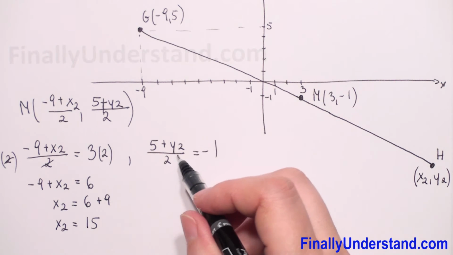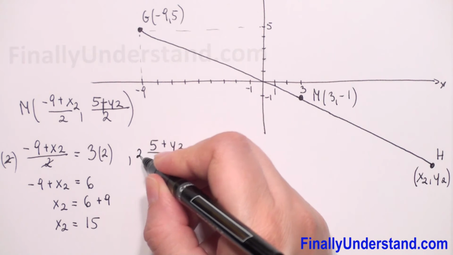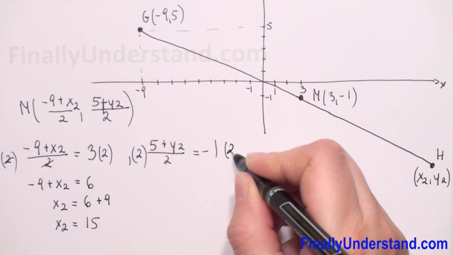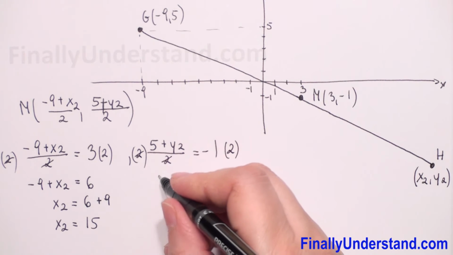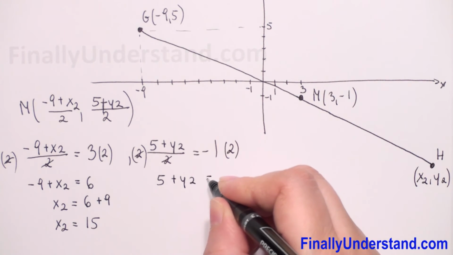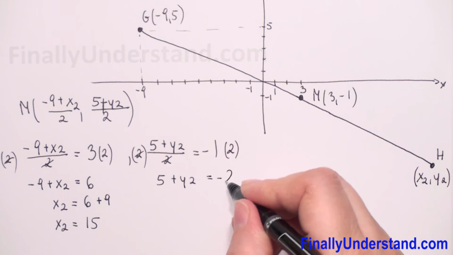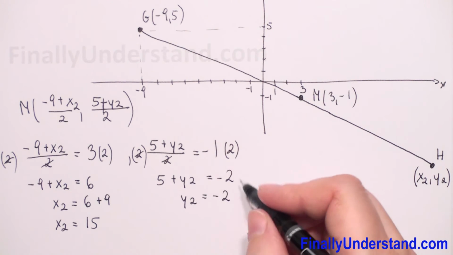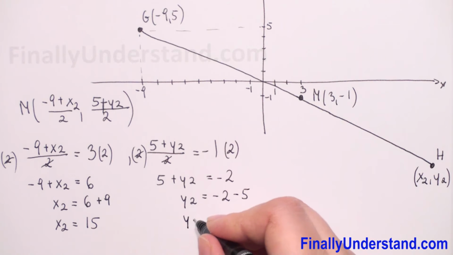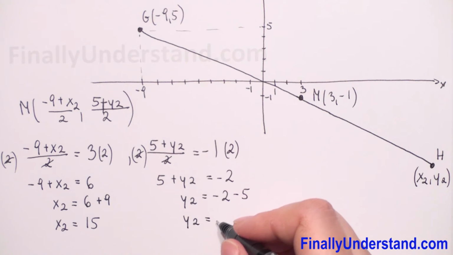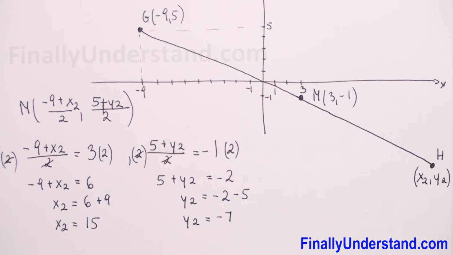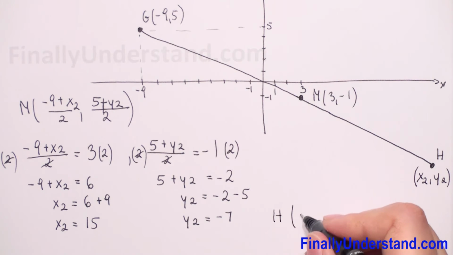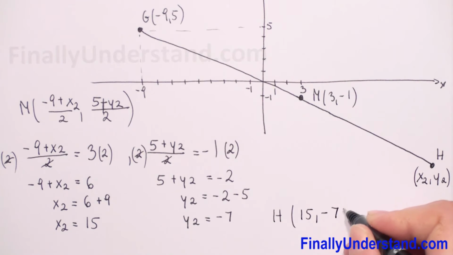And now we have to find y2. We will multiply both sides by 2 to remove the denominator. 2 and 2 will cancel, and we have 5 plus y2 is equal to -1 times 2, which is -2. We will move 5 to the right side, so it will be -5. So y2 is equal to -2 minus 5, so it's -7. So we got the coordinates of our second endpoint. H has coordinates (15, -7).